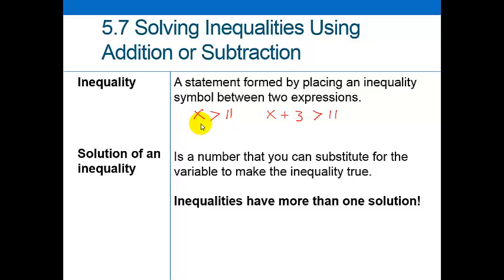I couldn't put in 0 because that didn't work. If I put in 0 here, it wouldn't work either. So inequalities have more than one solution. It has an infinite number of choices that you can put in for that variable.